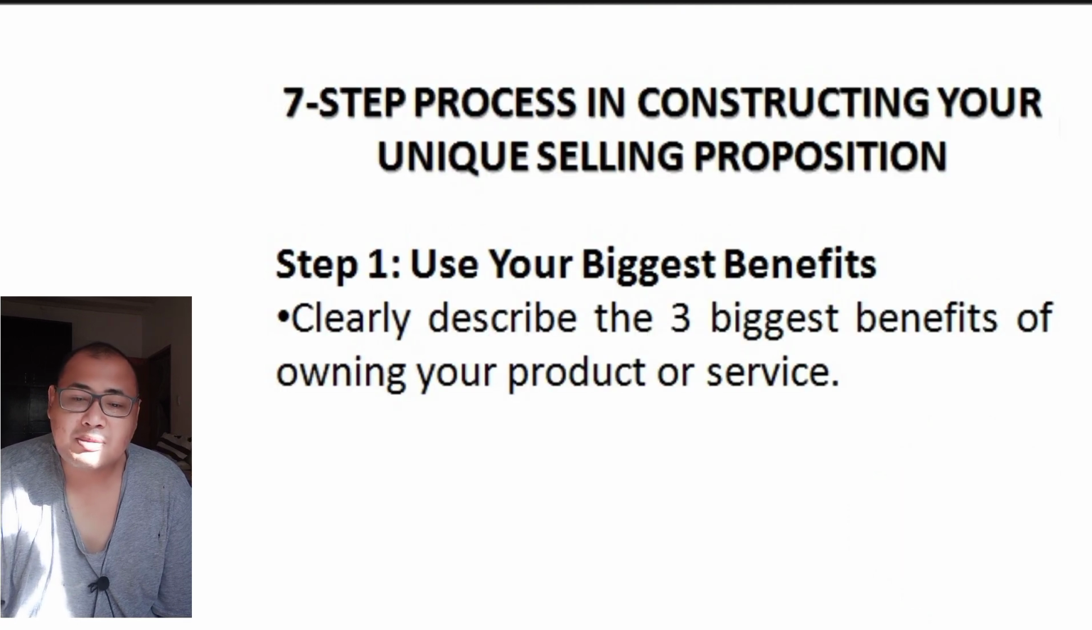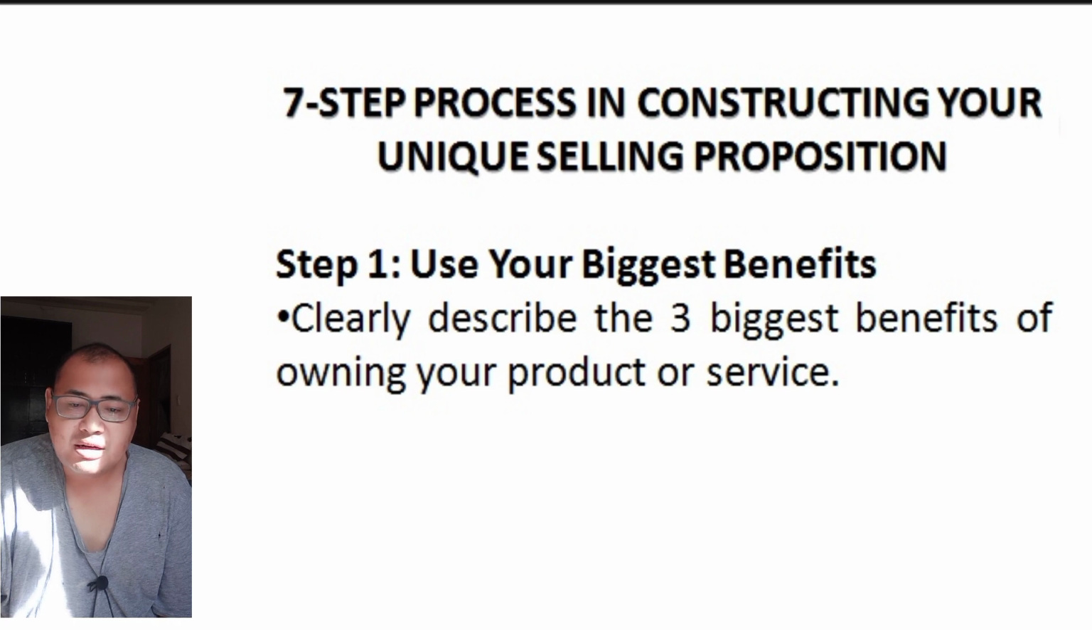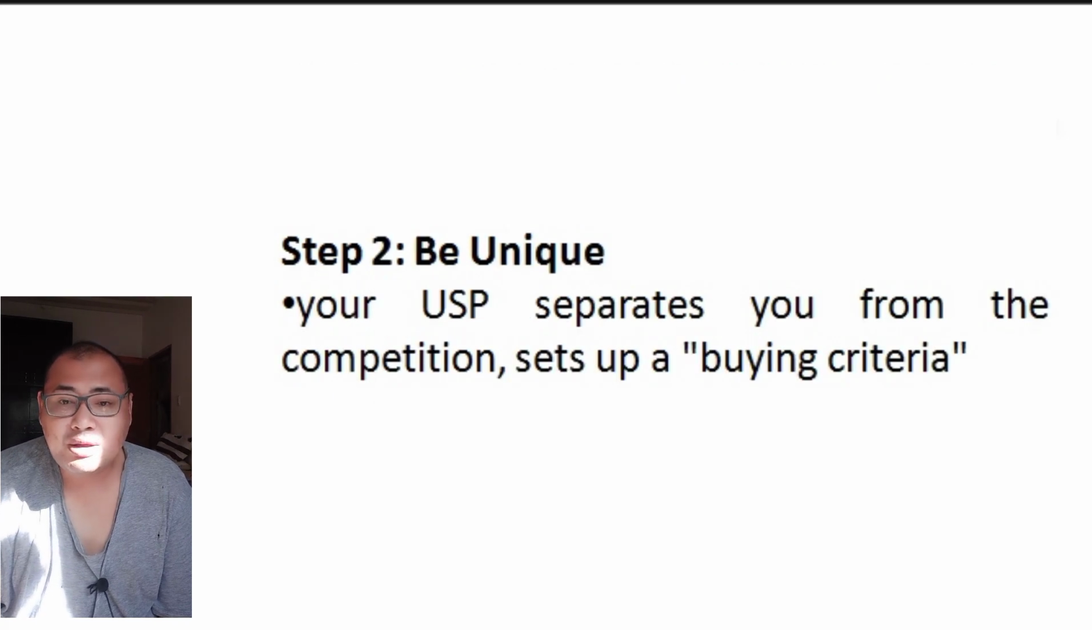So, the 7 steps process in constructing your unique selling proposition. So step 1, use your biggest benefits. So clearly describe the 3 biggest benefits of owning your products or services. Number 2, be unique. Your unique selling proposition separates you from the competition, sets up a buying criteria. Diba? Kailangan medyo kakaiba ka naman. Sa ngayon, diba, alam mga Pilipino, basta kakaiba, tinatangkilik. Kasi nga, mahilig tayo mag-post sa mga social media.